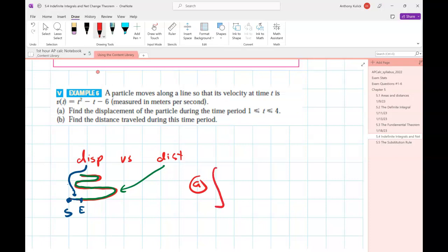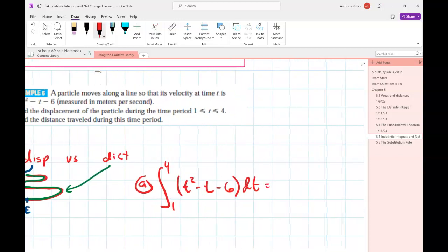Well, for part A, a velocity is a rate. So to find the total displacement I'm just going to integrate my rate function from 1 to 4. That'll give me the net change in position of my particle. That's the displacement, the net change. Well, that's pretty easy to do.